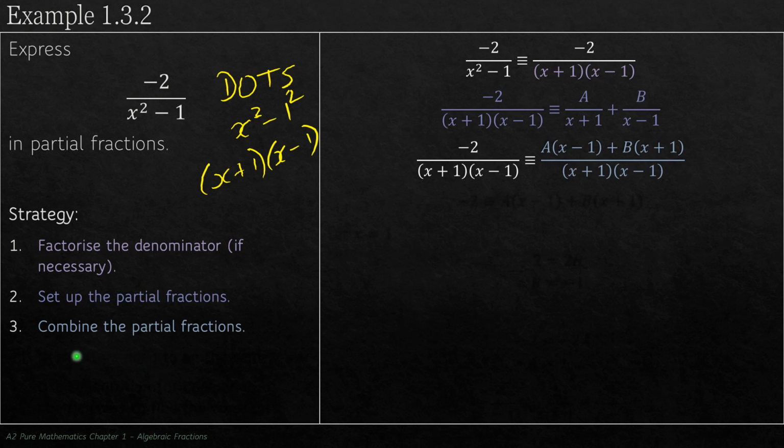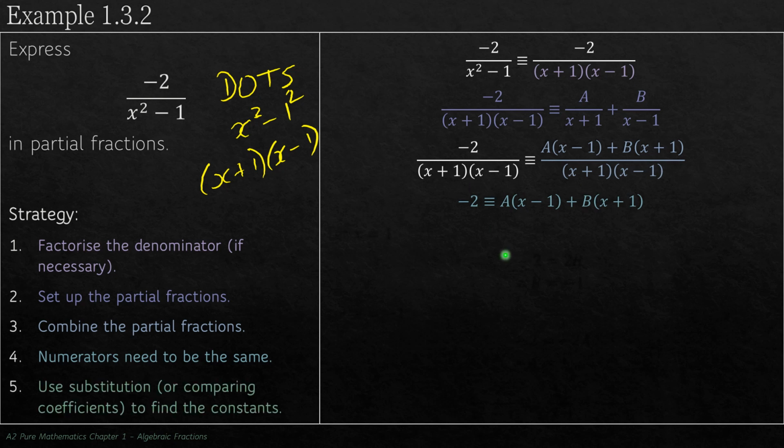Combine the partial fractions is the next step. So the right hand side, give these fractions a common denominator, and the left hand side actually helps you with this. So that's what the denominator needs to be. So that's step 3 done, combine the partial fractions. Next, we can say the numerators have to be the same because the denominators are the same, and then use substitution or comparing coefficients to find the constants.